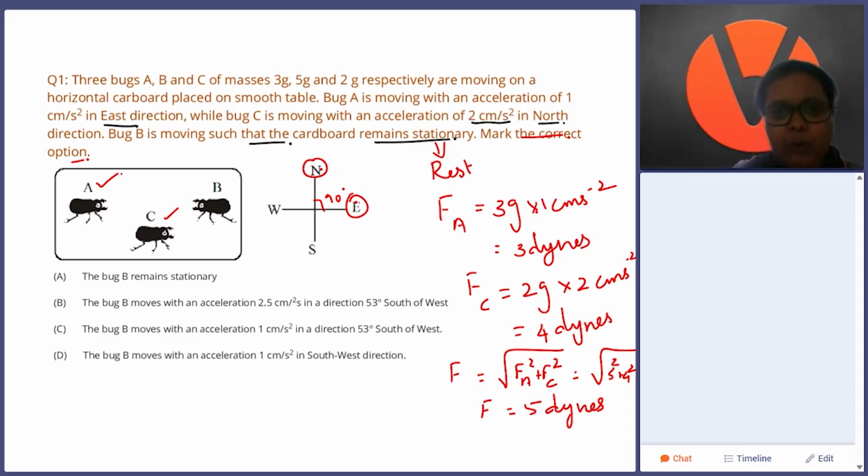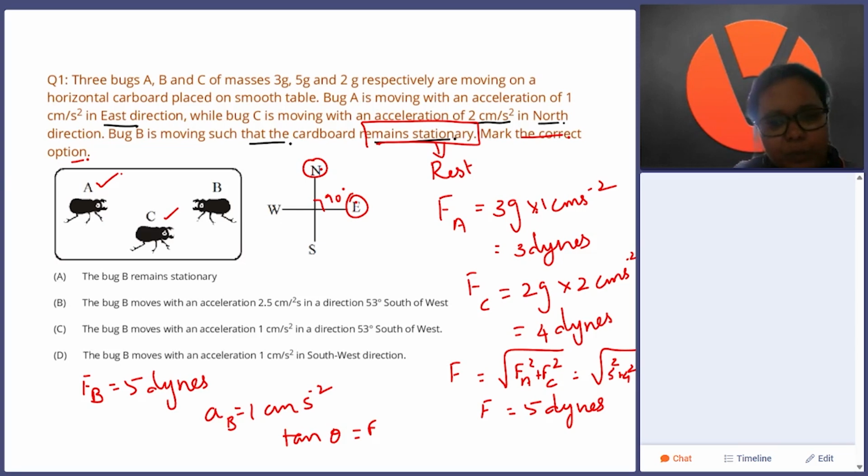Now we need to make a note of this point, remain stationary. So the resultant force of A and C is getting balanced by Buck B. Then only the cardboard remains stationary. So what I'm considering here is FB would be 5 times. So the force on Buck B is 5 times. Okay. So what is the mass of it? 5 gram. So what would be the acceleration then of Buck B? So 1 centimeter per second square. And we need to find out what the direction is also. So what shall I write now? Tan theta would be equal to FA divided by FC. So what will I have? 3 by 4. So theta would be 53 degree. So the answer is C.